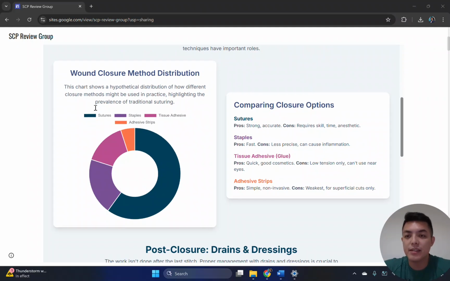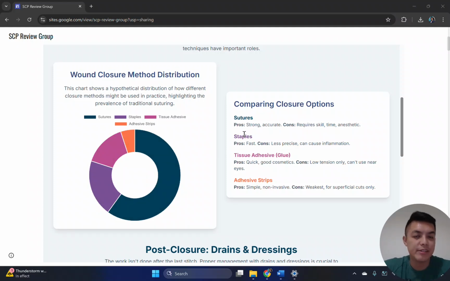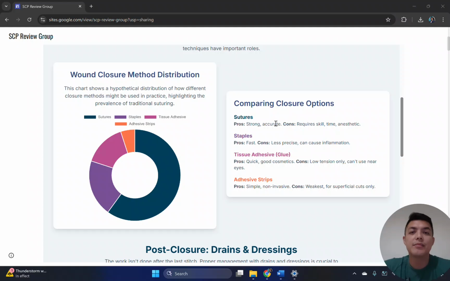This is just a method distribution. Sutures 60%, staples 20%, tissue adhesive 15%, and adhesive strips just 5%. So let's compare closure options. Sutures, of course, pros: strong, accurate. But it will depend on its cons, the number one being that it requires skill, so it requires practice. It takes time, and it will need anesthetic.